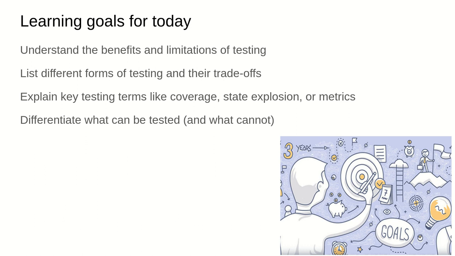So you'll be able to list different forms of testing and their trade-offs, from static to dynamic approaches, from fast approaches to slow approaches, from complete approaches to incomplete approaches, along with the trade-offs on these different dimensions. You'll be able to explain key testing terms like coverage, state explosion, or metrics, and also differentiate what can be tested and what not.